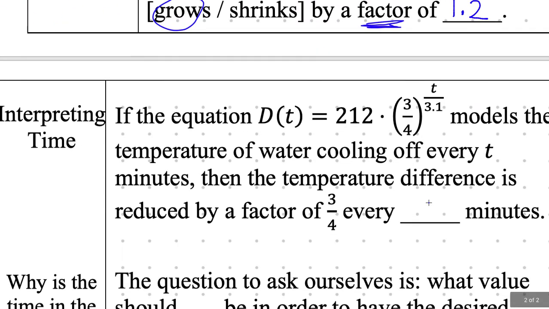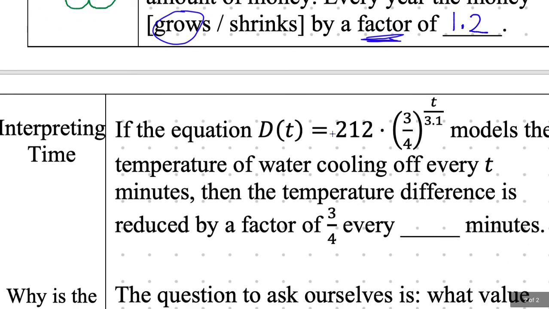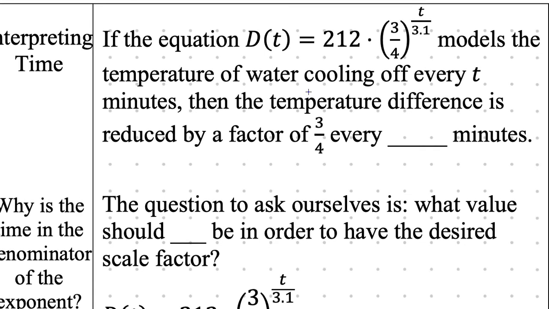All right, and then finally, that's one assignment on Khan Academy. Now we're on to the second assignment, the second part of our objective for today's notes, which is to interpret time. So let's just give you an equation. Here's an equation that's going to model the temperature of water cooling off every T minutes. So I want to know, what is the temperature difference? It's reduced by a factor of 3/4 every however many minutes. And notice that it has factor, it says 3/4.